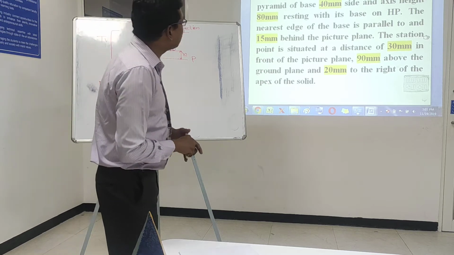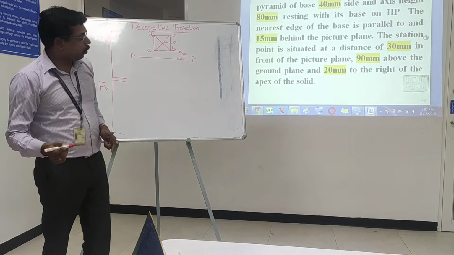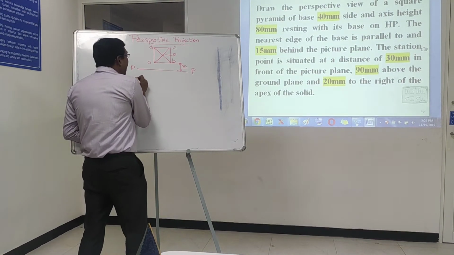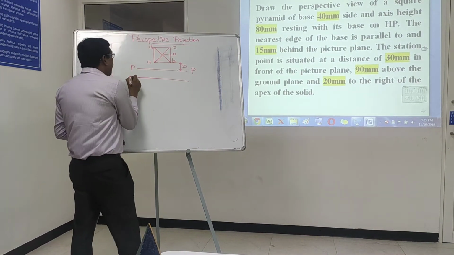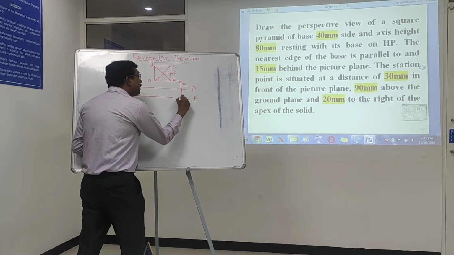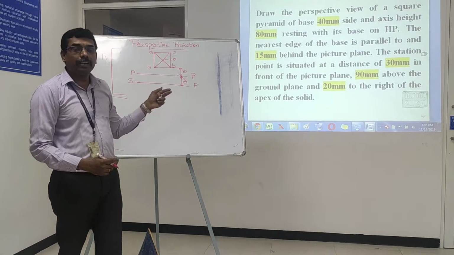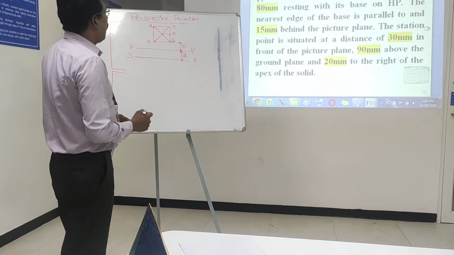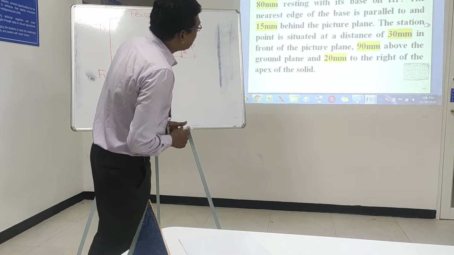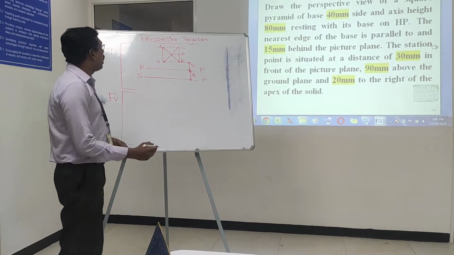Then the station plane we have to locate and look at the data. The station plane lies at a distance of 30 mm in front of the picture plane. So we have to make a parallel horizontal line, and this can be taken as the station plane, SP, and it must be taken at a distance of 30 mm from the picture plane, in front of the picture plane, right? And the station point lies at a distance of 20 mm to the right of the apex of the solid.